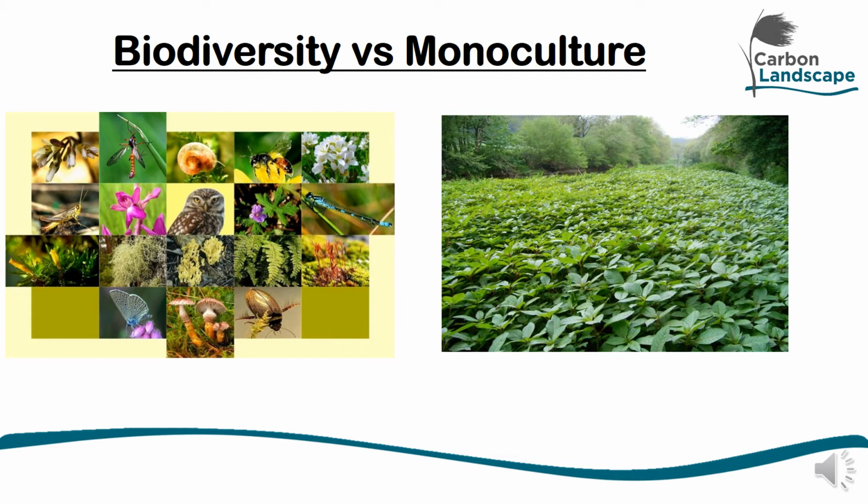Monoculture means a habitat dominated by a single organism. This is what we want to avoid. So basically what we want is lots of different insects, lots of different flowers, lots of different plants, lots of different mammals and lots of different birds.